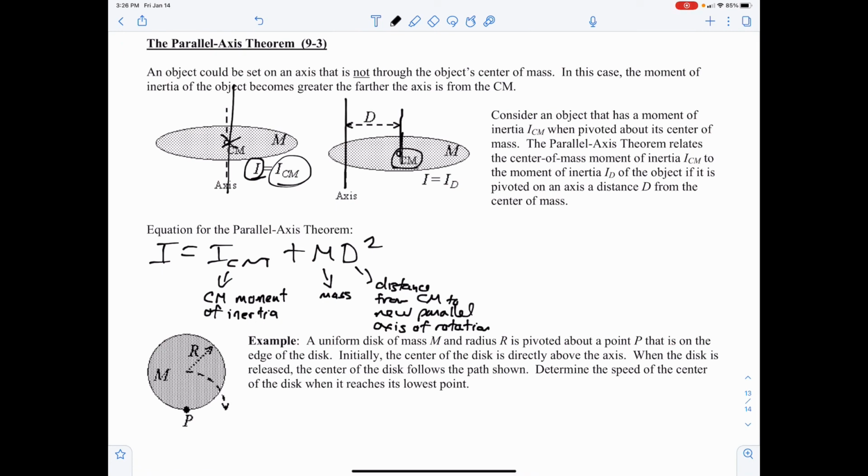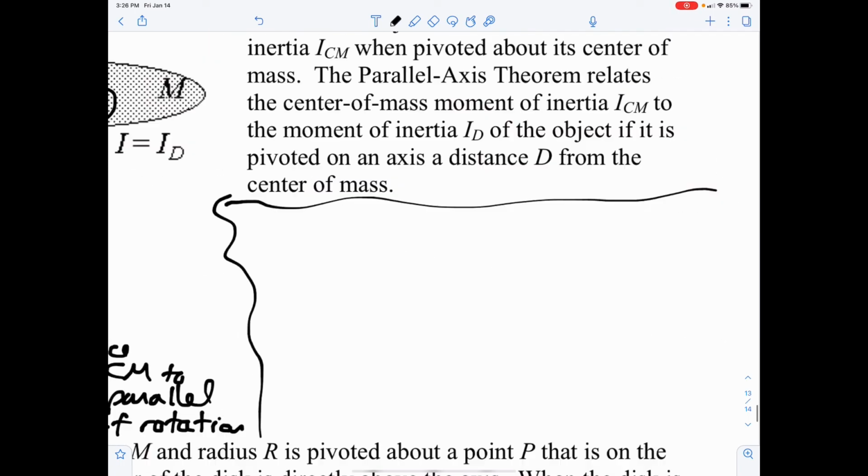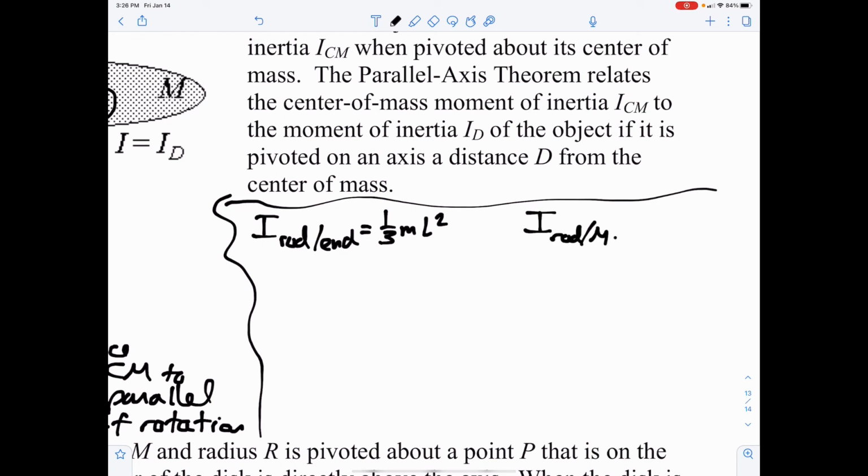Okay, let me show you an application of how to use parallel axis theorem. We were told that I for a rod at the end was 1/3 ml squared. And the rotational inertia for a rod about the middle is 1/12 ml squared. So how do we get that value about the endpoint? That's an application of parallel axis theorem.